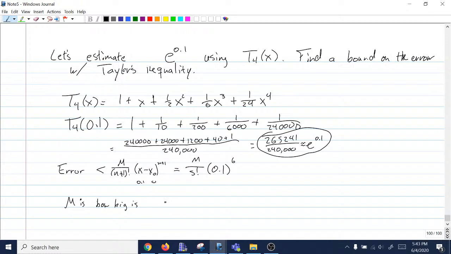M is the fifth derivative on the interval from negative 0.1 to 0.1. How big is that in absolute value? The function is e to the x. That's an increasing function. It's at its biggest on the right. So the biggest it gets is e to the 0.1. That's the 10th root of e. That's got to be less than 2.